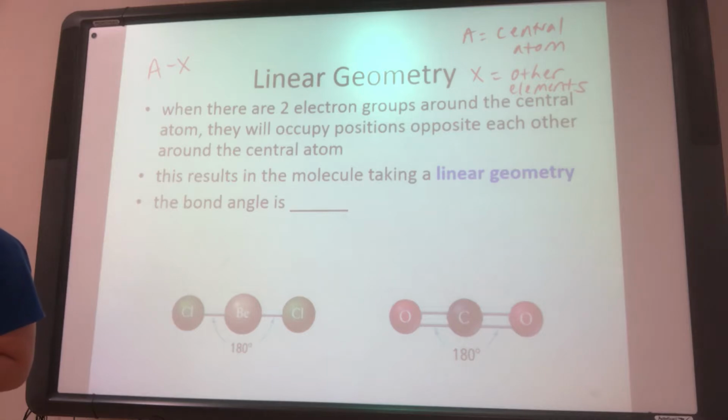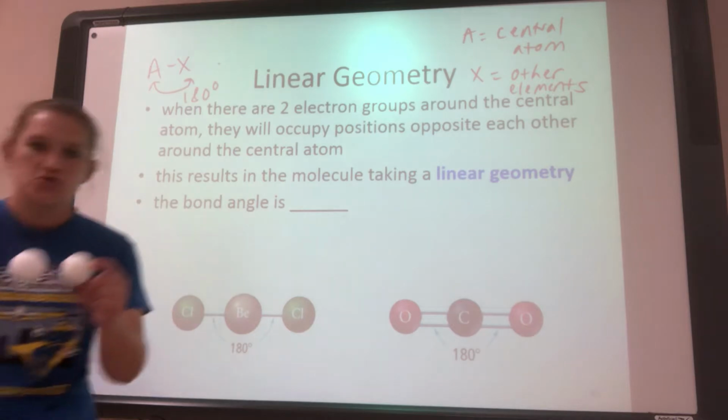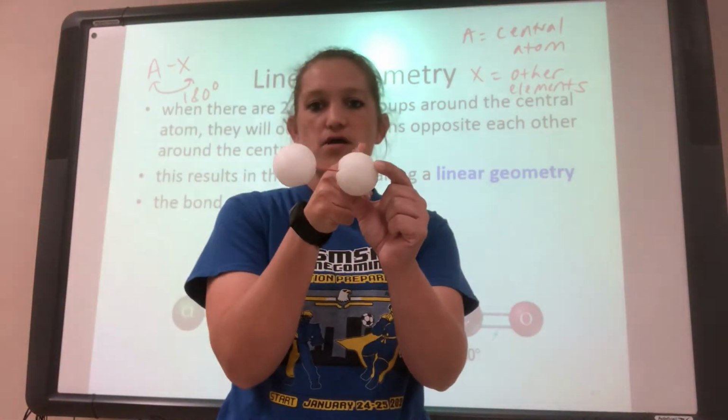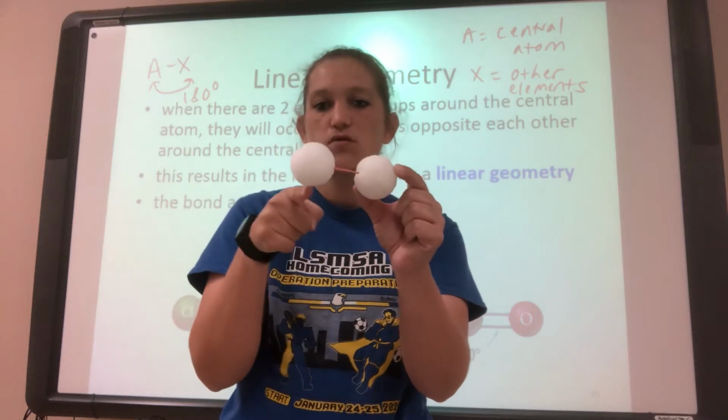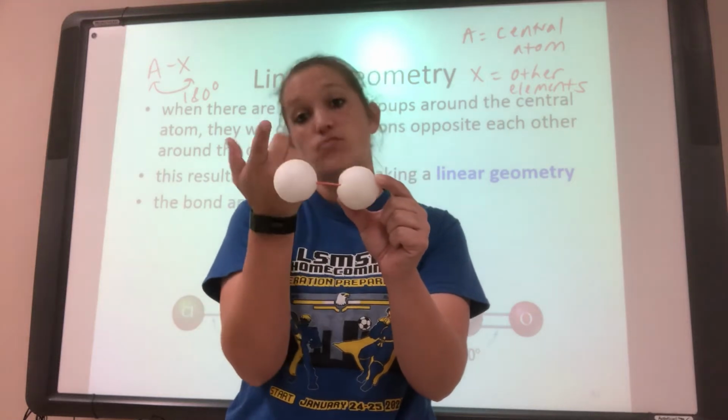So this is an AX. You've got the central atom and one other thing, and this bond angle right here is 180. Because you're going from here to here, and then this would be 360 if you made a whole circle. So it's half a circle, which is 180.